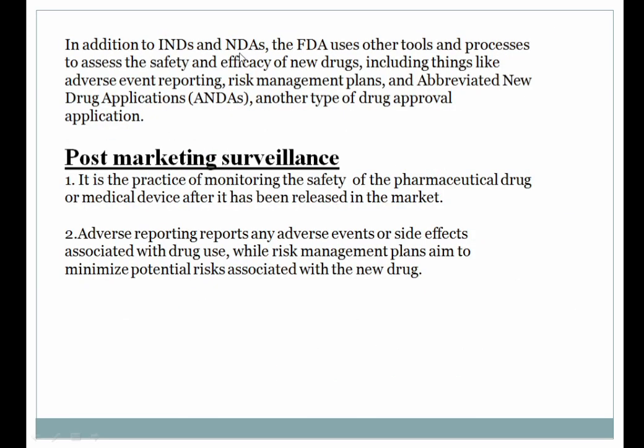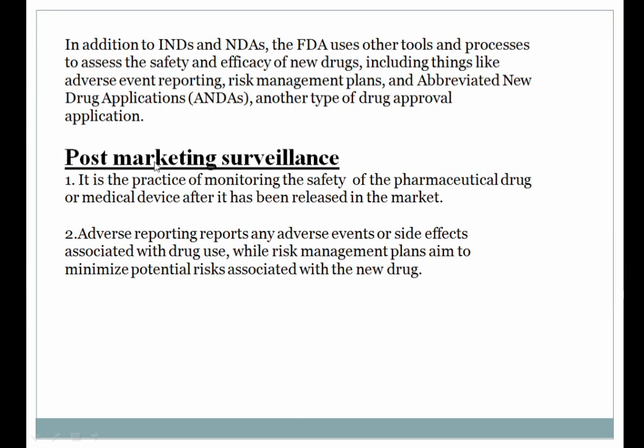In addition to this IND and NDA, the FDA uses other tools and processes to assess the safety and efficacy of the drug, including adverse drug effect reporting, risk management plans, abbreviated new drug applications, and other types of drug approval applications. Post-marketing surveillance.